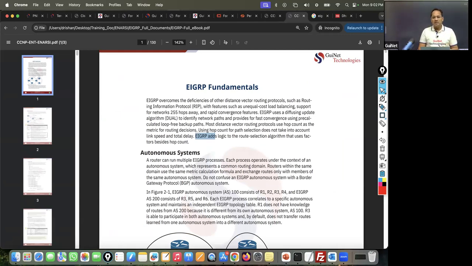At the same time, I have to understand when I build the EIGRP neighborship, how my hello packet is going to be exchanged. What is the duration of the hello packet? Does anyone have any questions?